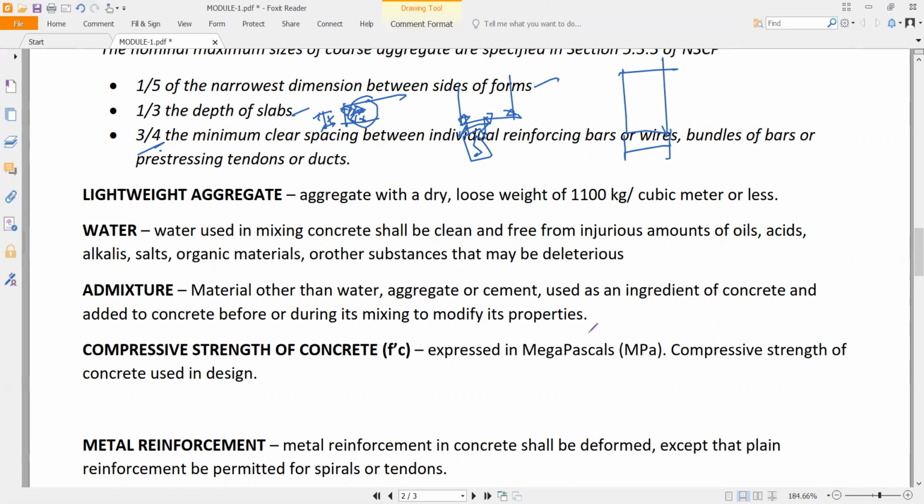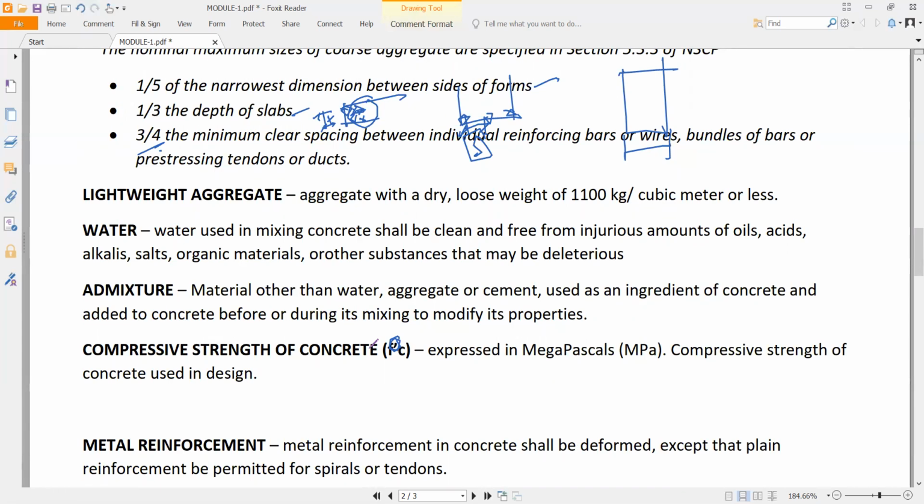So, in our concrete, our basis of observing the strength of our concrete is the compressive strength of concrete or F prime C. Always take note na kapag meron tayong ganitong notation na prime, that is represent compression. Okay? So, yung compressive strength natin is always expressed in megapascals. So, ginagamit siya in designing. Sometimes it is given, sometimes it is depending on the class of our mixture.